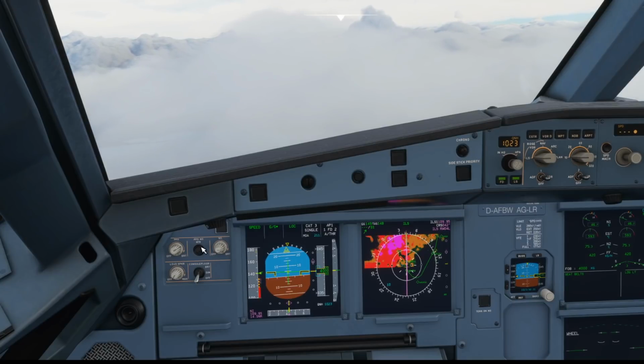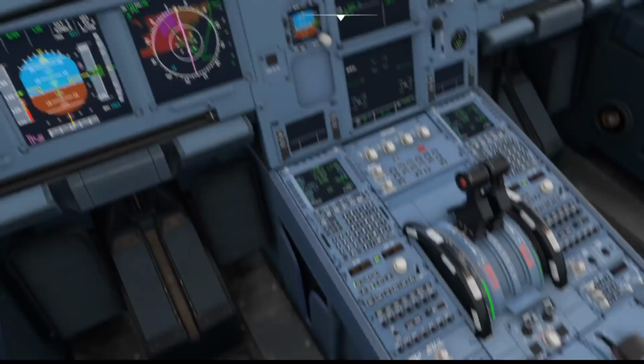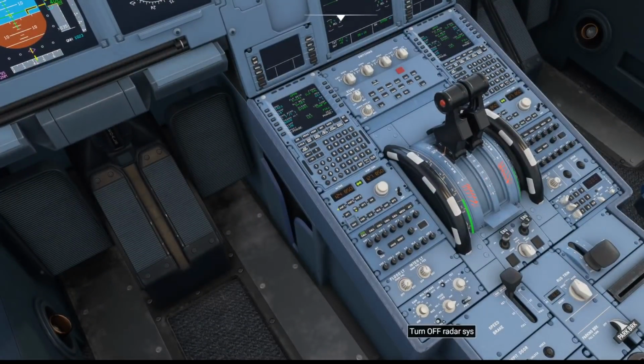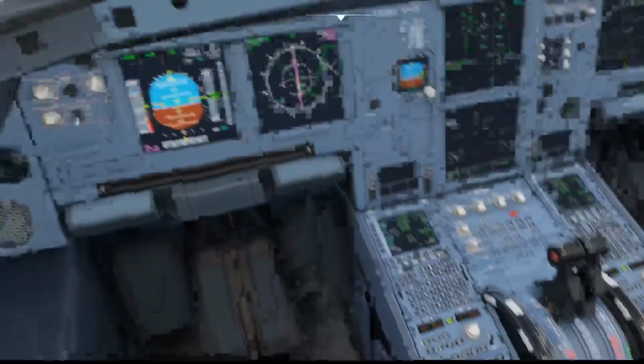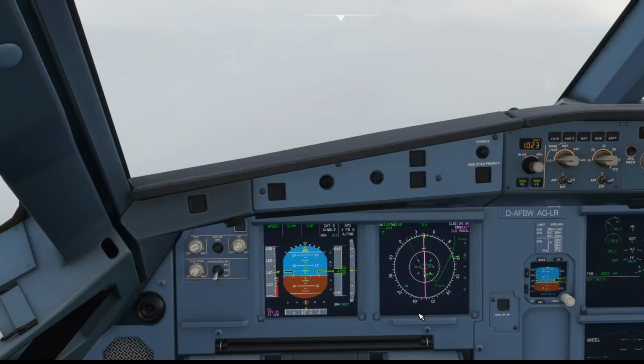Okay, so what I am going to do is just turn the weather down on there, so that in fact, you know what, I'll turn the weather off, just so that we can see the ILS display clearly. There we go.